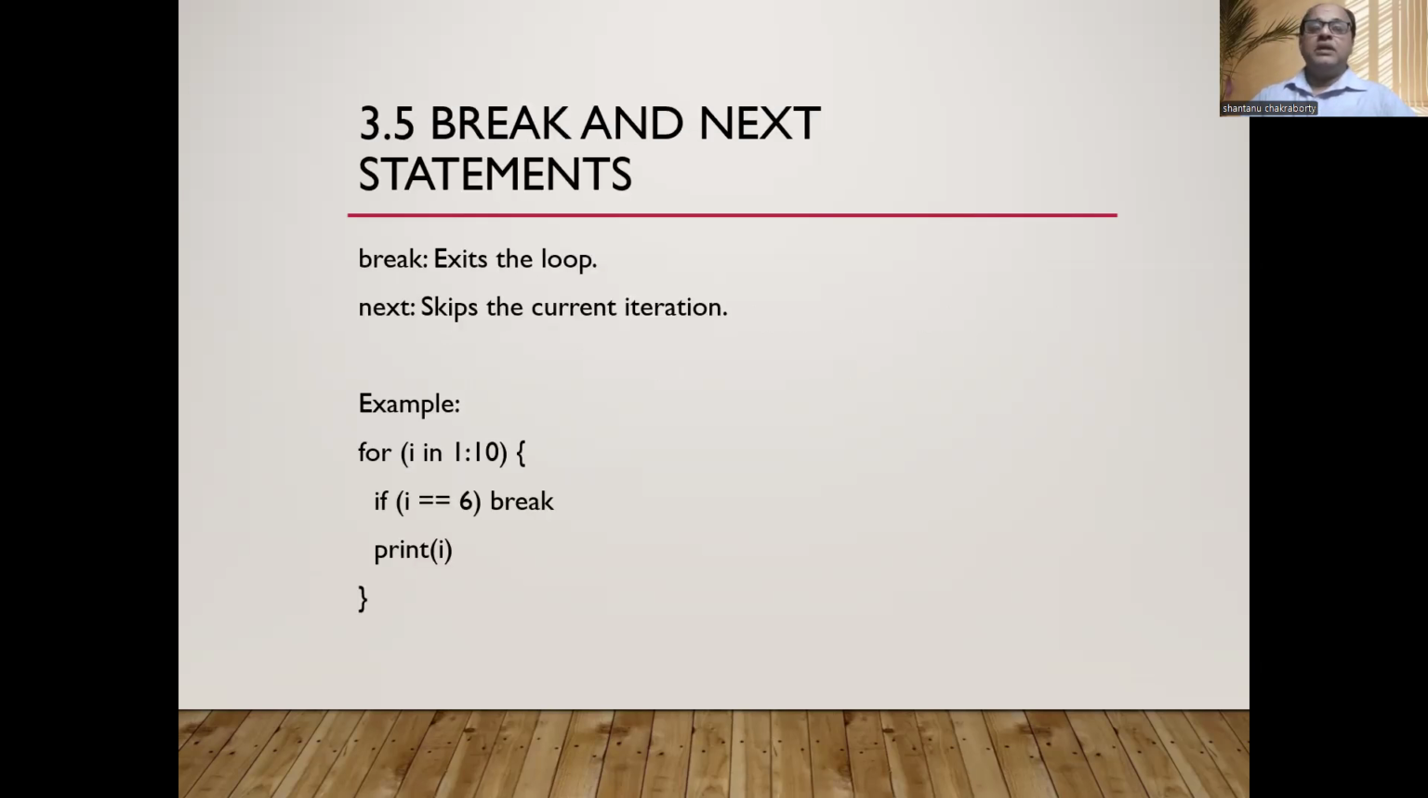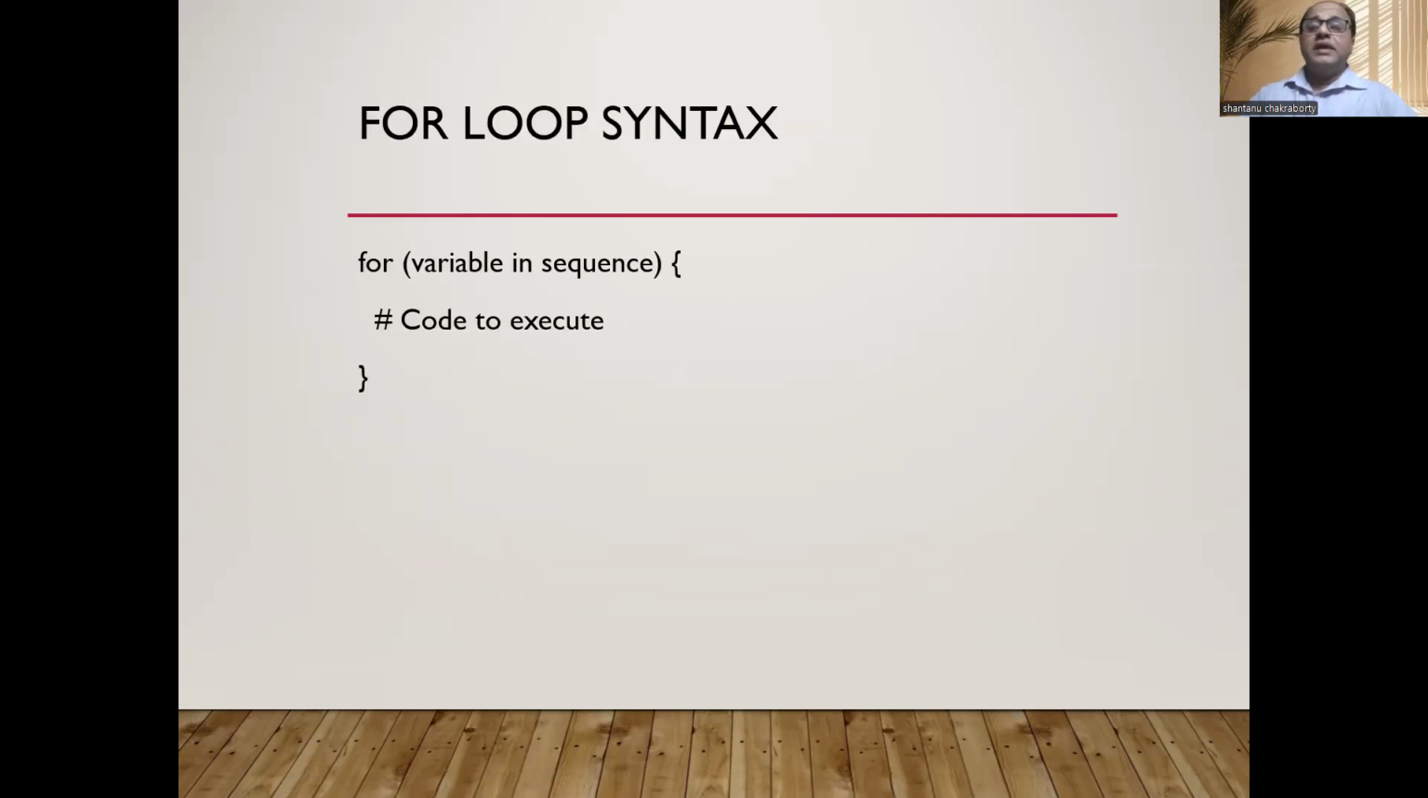Then we have the break and next statements. The break statement will exit the loop. Basically, the break statement will take the control outside the loop, and then it continues with the next sequence of statements in the program. Then there is a for loop. The for loop is an iteration where it can print a variable or display a given sequence. That is what we can do with the for loop.